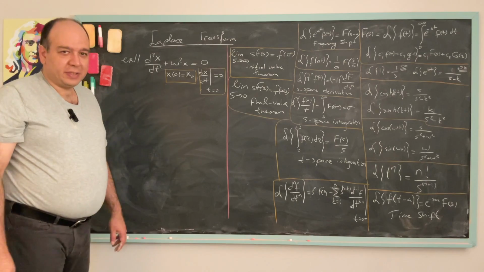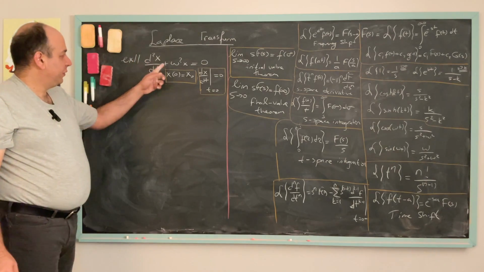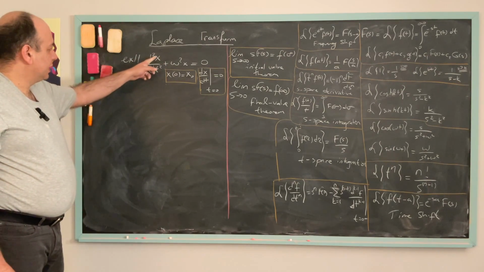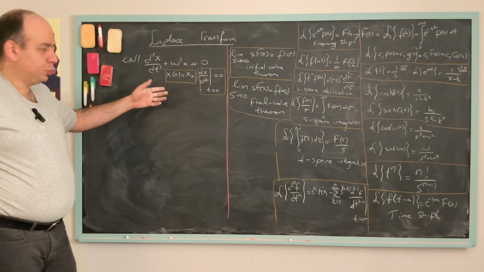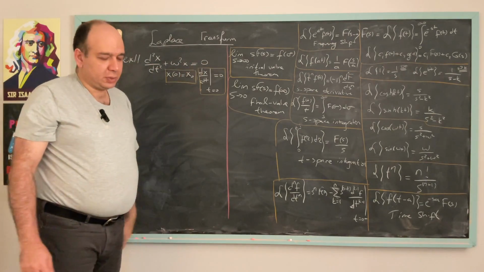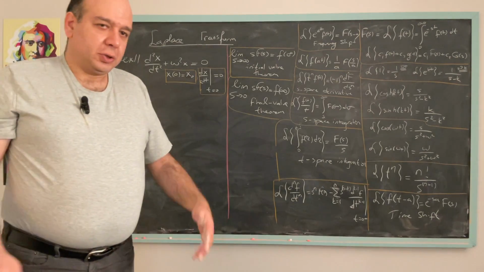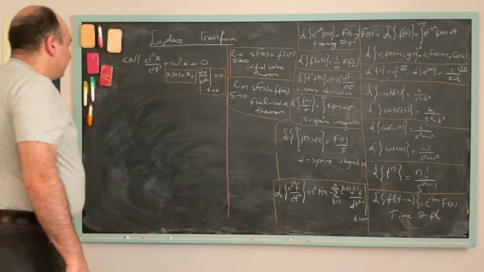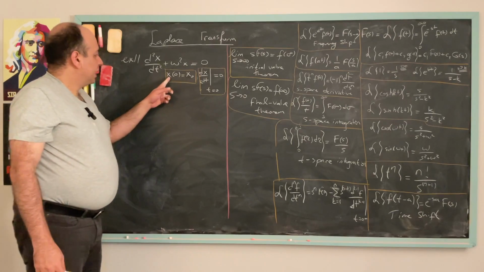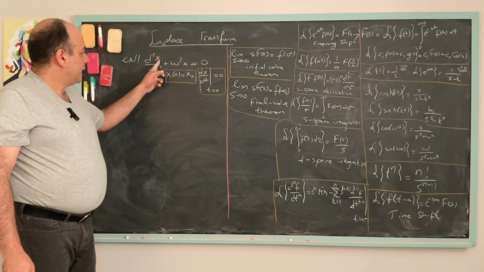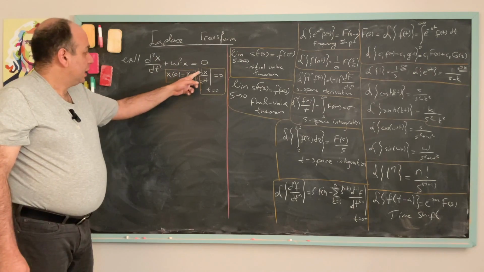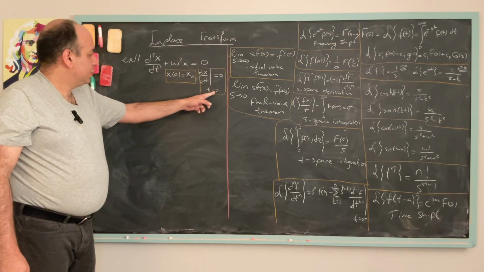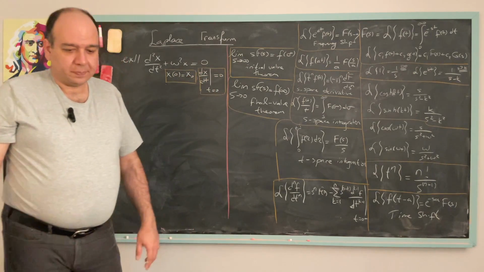Okay, here is my example. I have a differential equation which says the second derivative of x with respect to time plus a constant omega squared times x is equal to 0. So this is the equation of a simple harmonic oscillator. The initial conditions are given as: when t is equal to 0, x is equal to x naught, okay? And dx over dt when t is equal to 0 is simply equal to 0, okay?